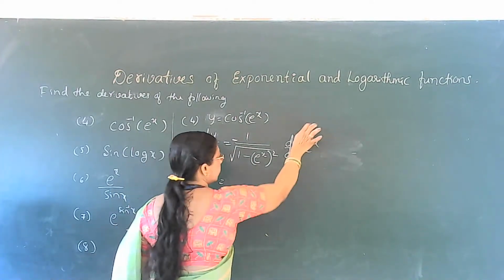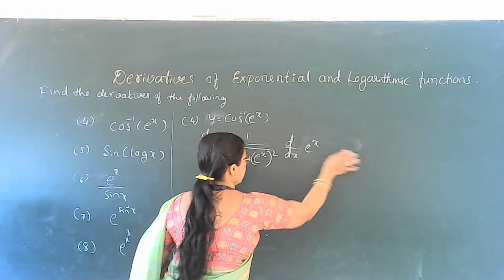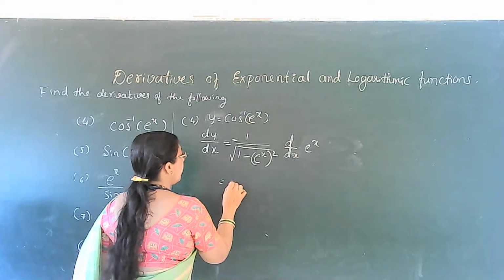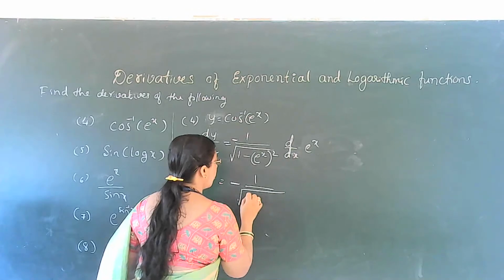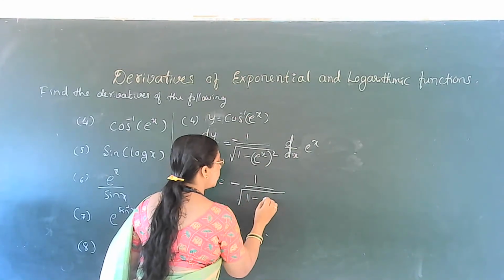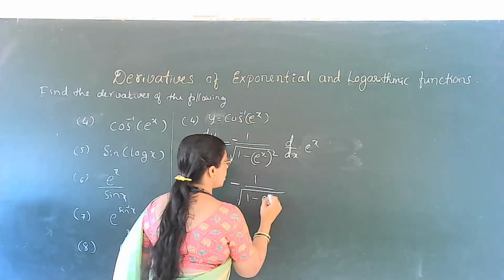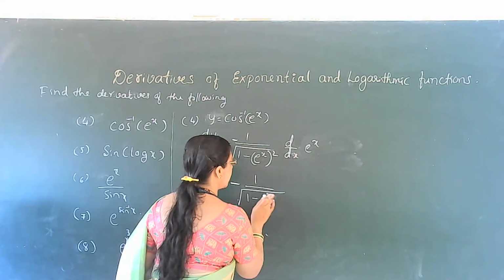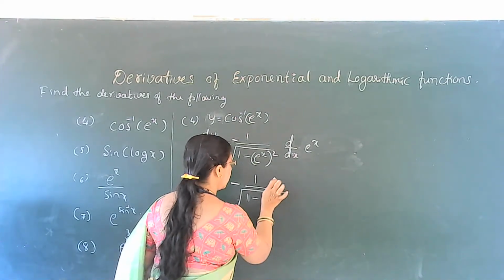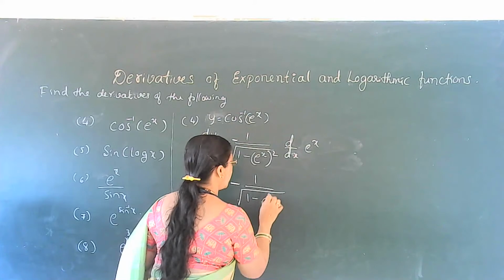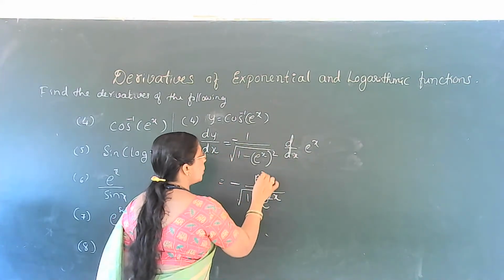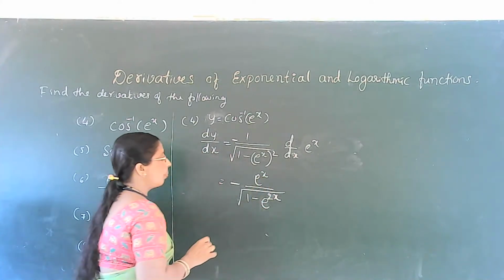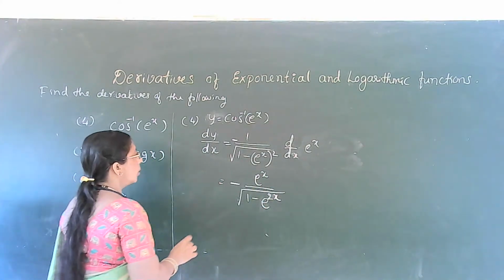Here, minus 1 by square root of 1 minus e to the power x whole square, that is e to the power 2x. d by dx of e to the power x is e to the power x.